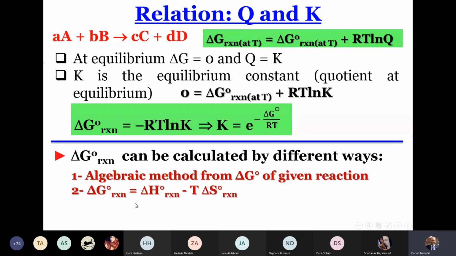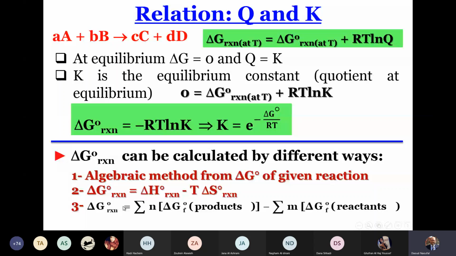Method number 2 is to apply delta G0 of the reaction equals delta H0 of the reaction minus T delta S0 of the reaction. And pay attention that delta G0, delta H0, and delta S0 should be at the same temperature mentioned. So if we have delta H0 of the reaction at temperature T, and we have delta S0 of the reaction given at this temperature T, we can calculate delta G0 directly by this combination.